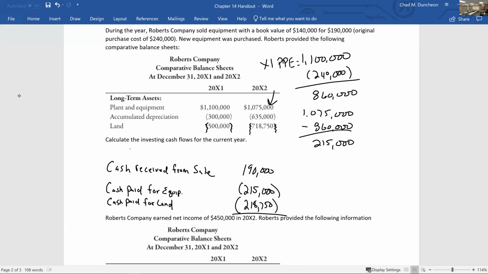When we get it all together here, our cash paid for investing then works out to $243,750. Okay, it's not cash received or cash from investing, it's cash paid for, because actually our cash is going down at this point in time.